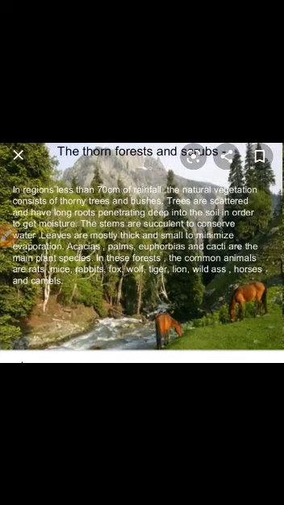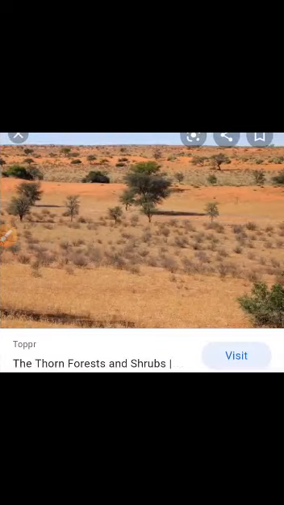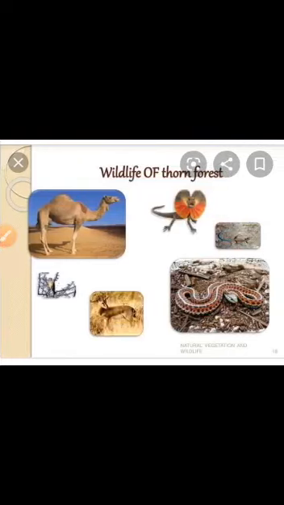In these forests, the common animals are rats, mice, rabbits, fox, wolf, tiger, lion, wild ass, horses, and camels. They exist in the northwestern part of the country, including the semi-arid regions of Gujarat, Rajasthan, Madhya Pradesh, Chhattisgarh, Uttar Pradesh, and Haryana. Wildlife of thorn forests are camels, reptiles, deer, etc.